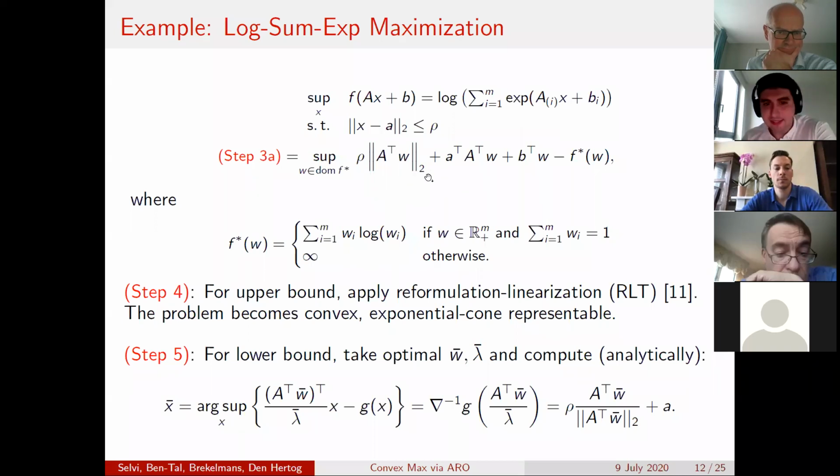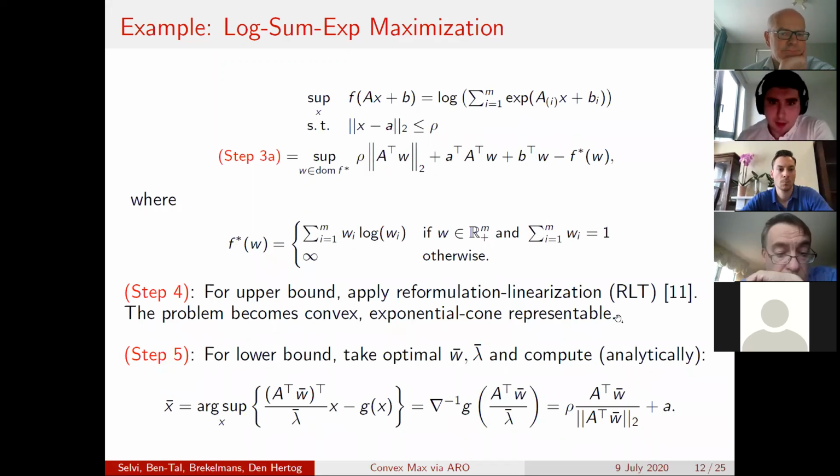And now we can relax this 2 norm by taking the reformulation linearization technique, RLT. So in this 2 norm, we have a quadratic term in a square root. So we approximate the quadratic term with a linear term. So the square root of this linear term becomes concave, and we add some extra linear constraints such that this new term approximates the 2 norm as accurately as possible. Now we relax the problem. This is a convex problem. And in the case of log sum x maximization, this is exponential cone-representable. We show that.